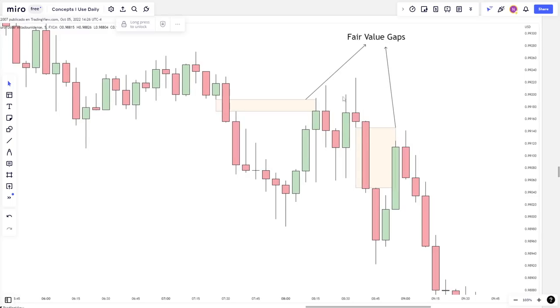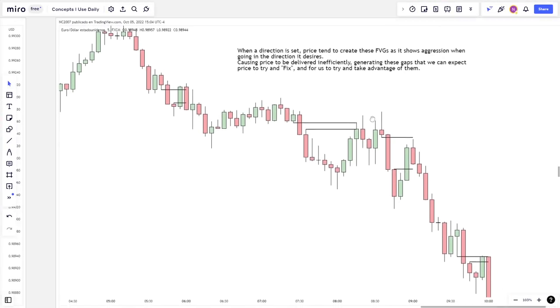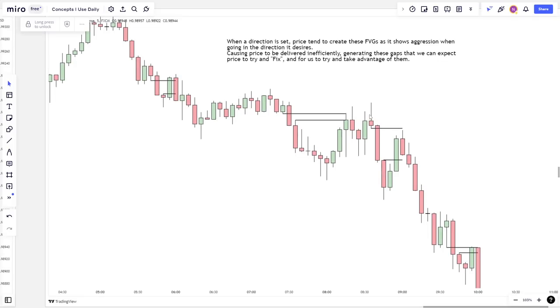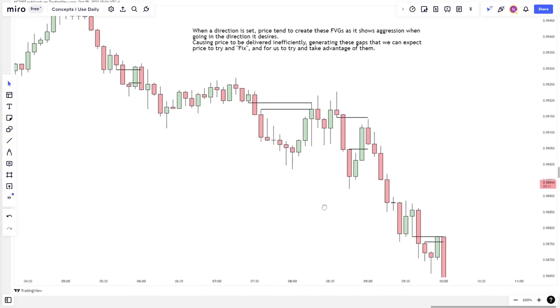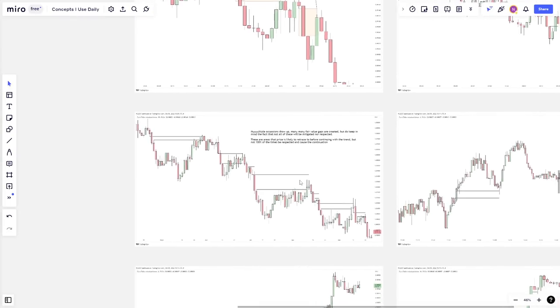So random buy side liquidity, market shift, fair value gap, lower. Right, these are fair value gaps. What else do we have here? When a direction is set, price tends to create these fair value gaps as it shows aggression when going in the direction it desires, causing price to be delivered inefficiently, generating these gaps that we can expect price to try and fix, and for us to try and take advantage of. Price is going lower, fair value gap fills it, continues lower. This is the fair value gap that we just saw. This is another fair value gap that we just saw. Another one here mitigates it, continues going lower, and so on and so forth.